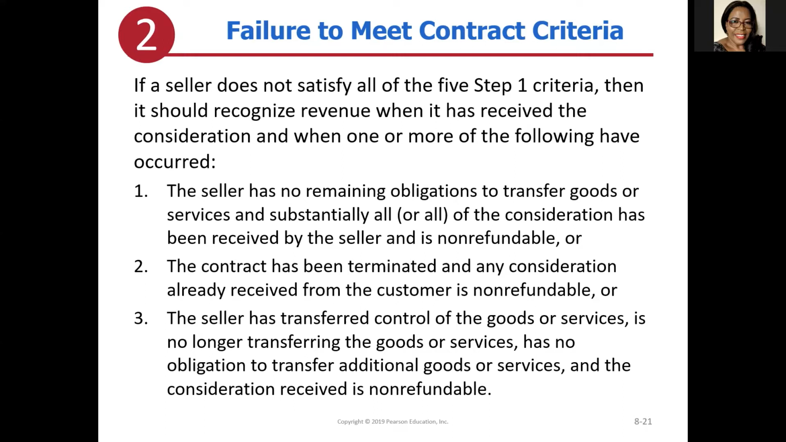1, the seller has no remaining obligations to transfer goods or services, and substantially all or all of the consideration has been received by the seller and is non-refundable. Or number 2, the contract has been terminated and any consideration already received from the customer is non-refundable. Or 3, the seller has transferred control of the goods or services, is no longer transferring the goods or services, has no obligation to transfer additional goods or services, and the consideration received is non-refundable.